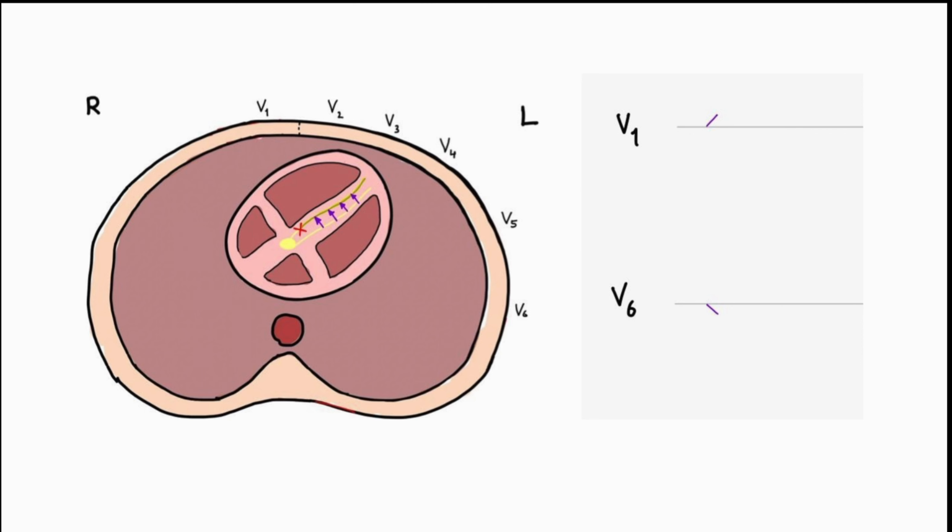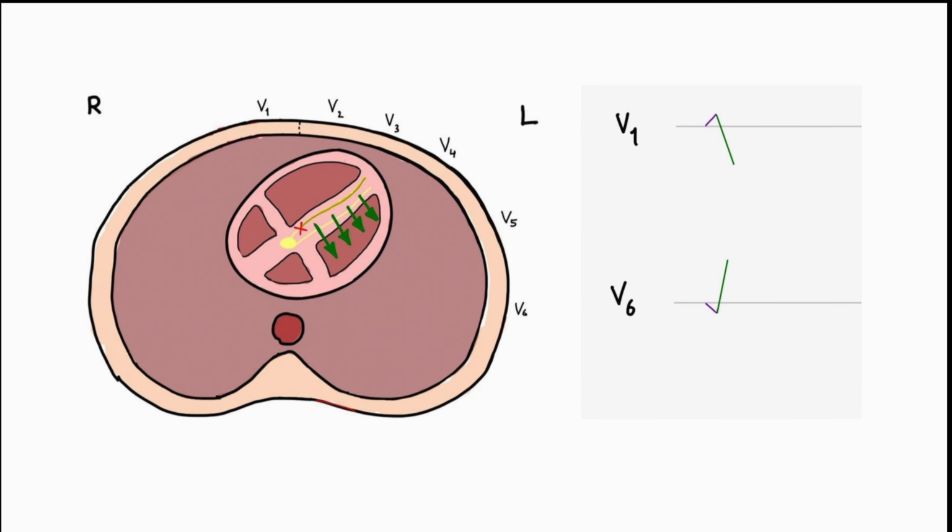Right bundle branch block first. Now in the right bundle branch block, as you can see, I've annotated that neatly here, we get septal depolarization as normal from left to right. So no change so far. Small positive deflection in V1, small negative deflection in V6. We get that same large wave of depolarization away from V1 and towards V6 as that left ventricle depolarizes nice and strongly. So far, so normal.